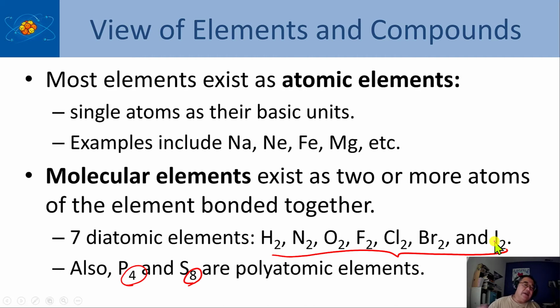So that's the summary of the types of chemical formulas, representations, and also giving you the idea of atomic and molecular elements. In the next segment, we'll talk about naming compounds, and we'll go through each type of compound and look at how those are named.